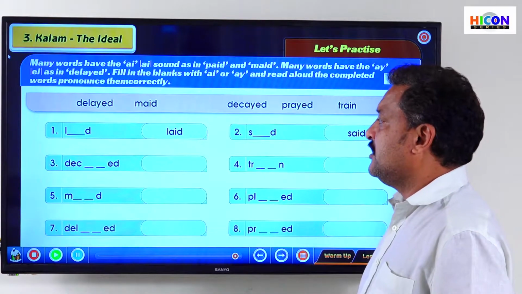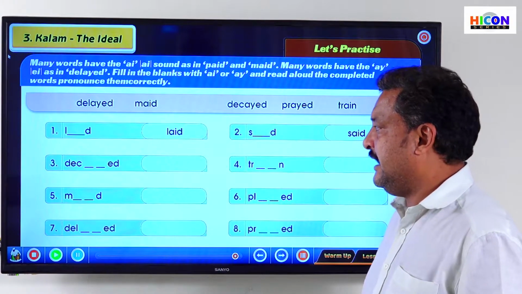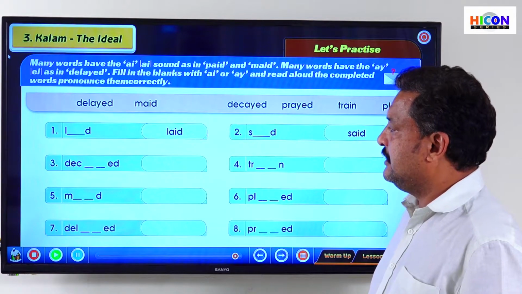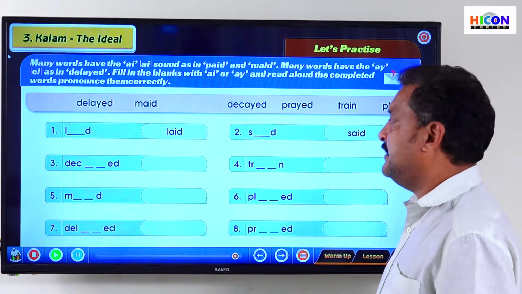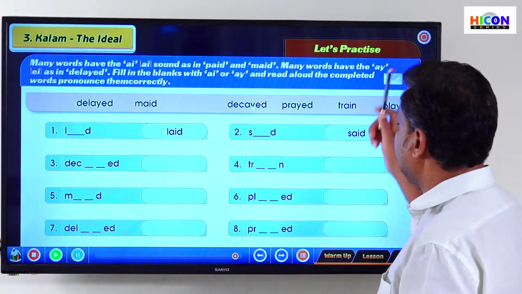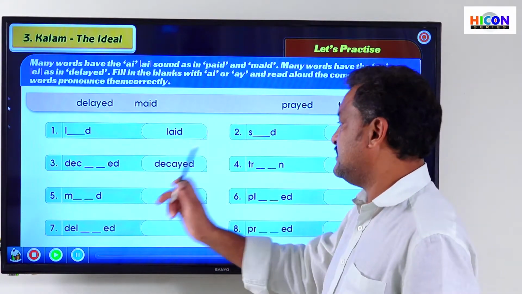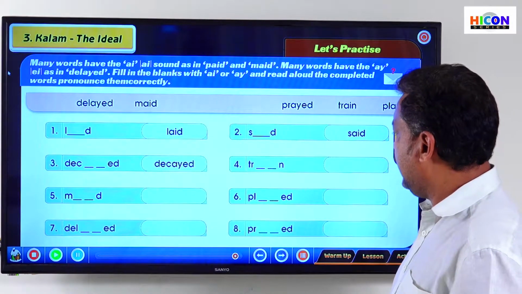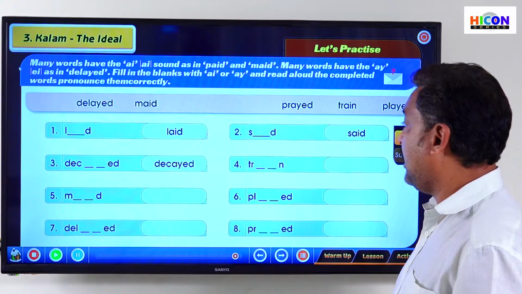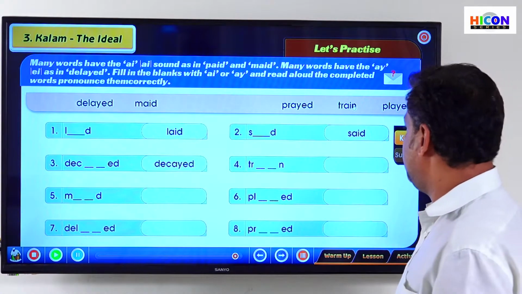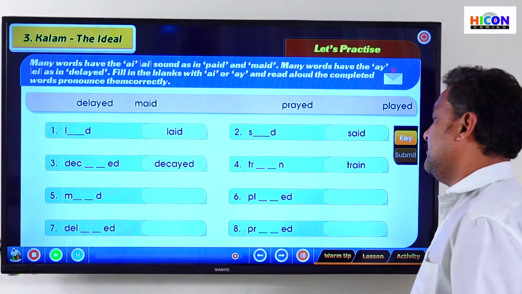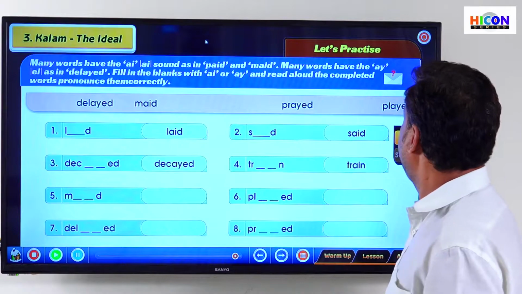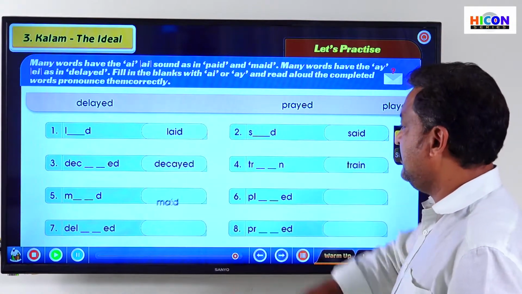Now, 3. DEC dash dash ED. DEC means decade. DECAYED. AY is the option. DEC, yes, AYED. Right? Now, TR dash dash N. TRAIN, isn't it? Train. M dash dash D. MAID or MAYD. Made. MAID.